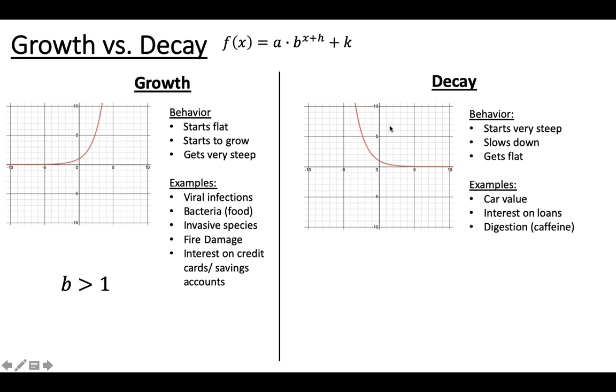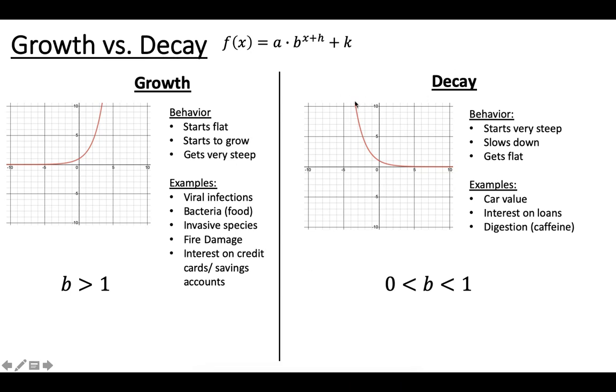Just like I did with the growth, I really want to tie this back to the equation. When does this happen? It's all about B. So what B numbers are going to make it fall like this instead of grow? That's going to happen when B is between 0 and 1. So 0.25, 0.3. Any decimal or fraction that is bigger than 0 but less than 1. Okay, so just to summarize this really quick, growth starts out flat and then grows really fast at the end.